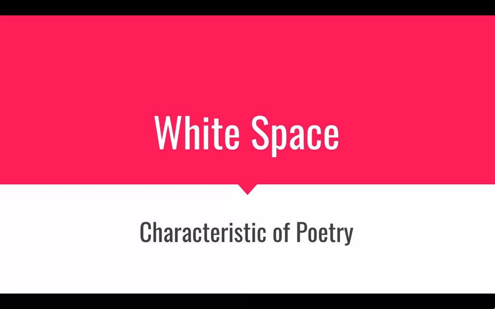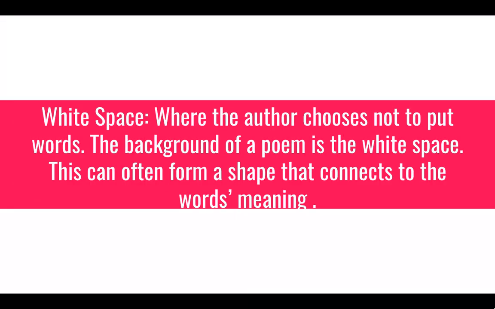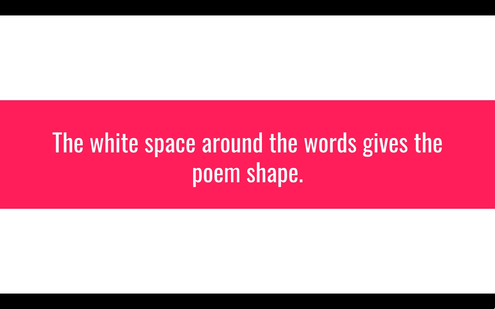Today I'm going to talk to you about one characteristic of poetry called white space, and how we can use white space to create a shape. So, what is white space? White space is where the author chooses not to put words. It's the background of a poem. That's the white space. But this can often form a shape that connects to the word's meaning. So, white space around the words can give the poem shape.